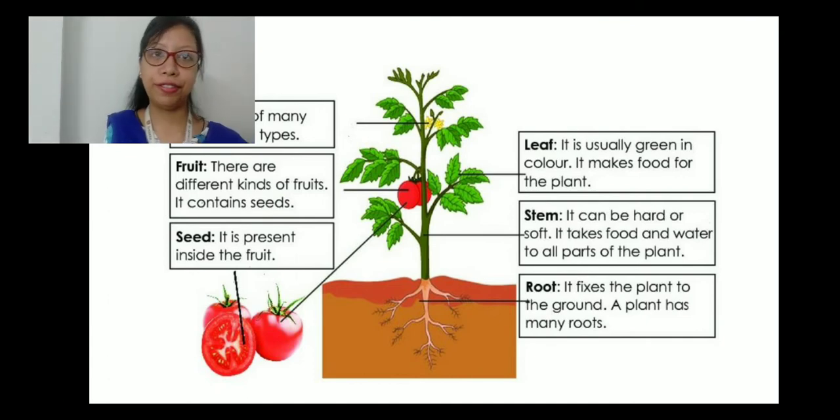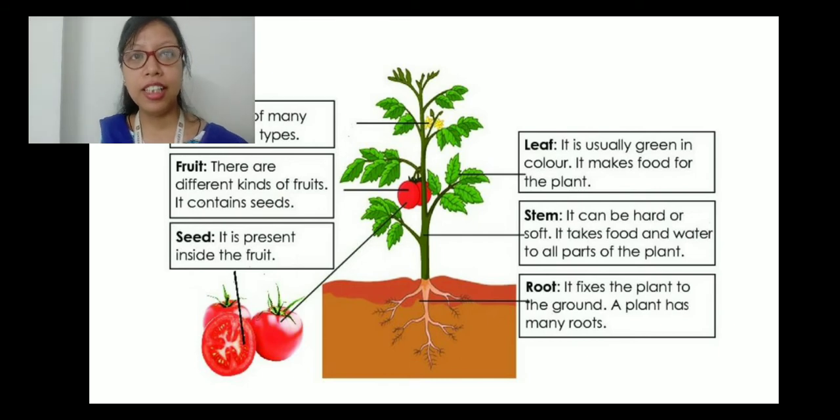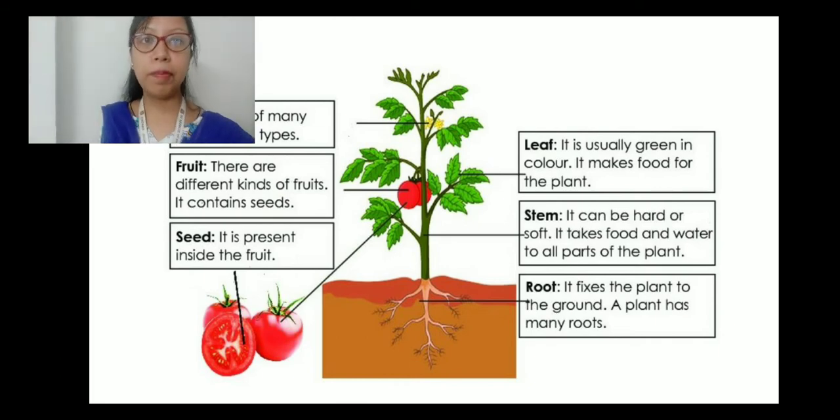Then we come to the leaf. The leaf is usually green in color and it makes food for the plants. And why is the leaf important in a plant? Because we need food and water, right? So what do we do? We buy the food, bring it, cook it and then eat it, right? In the same way, the leaf makes food from the sun and the rain and some minerals from the soil. They take it, and the leaf makes the food for the plant.